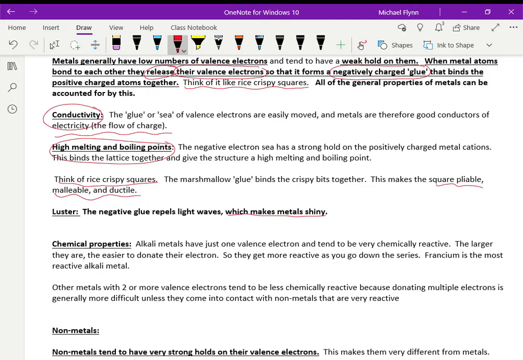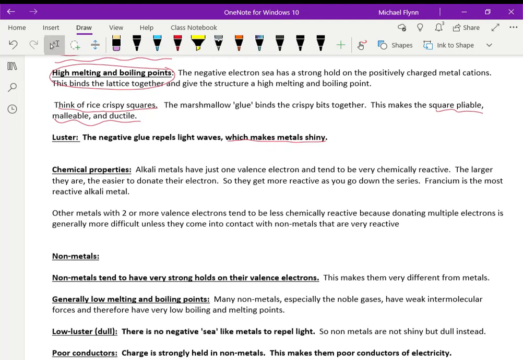We get why metals are bendable, and we can form them into various shapes to make various tools and pipes and everything else. It's all about this sea of electrons. What makes them good conductors of heat and electricity, what makes them shiny, what makes them malleable. It's all connected, okay? And a great way of thinking of it is the Rice Krispie square.